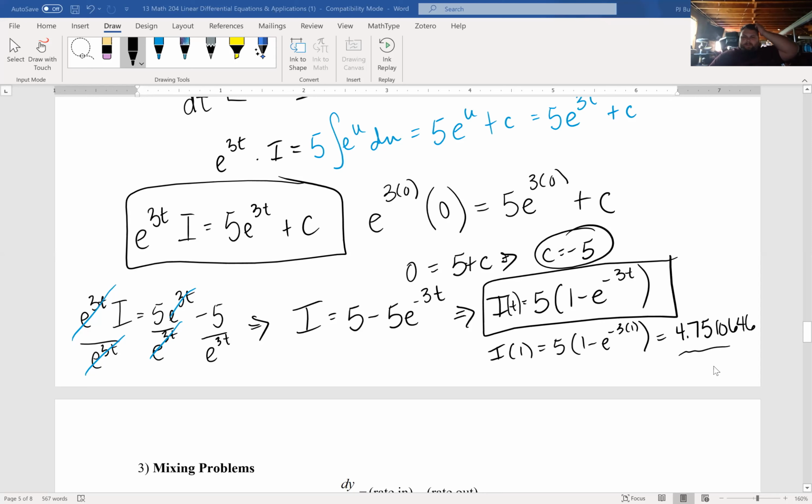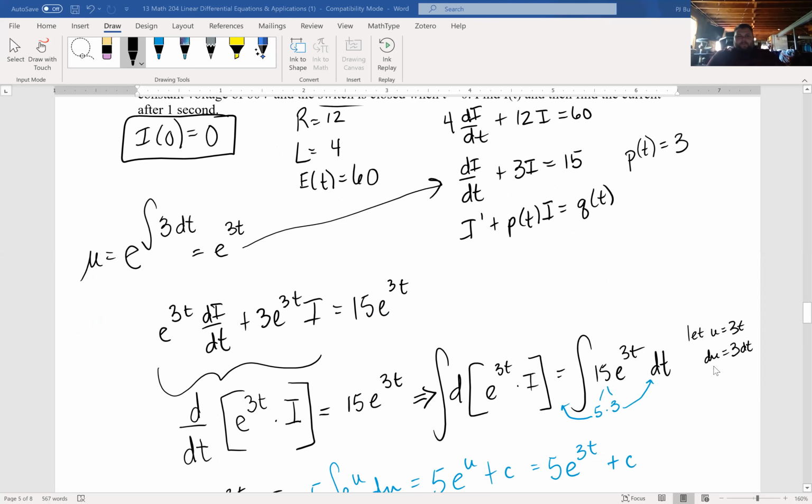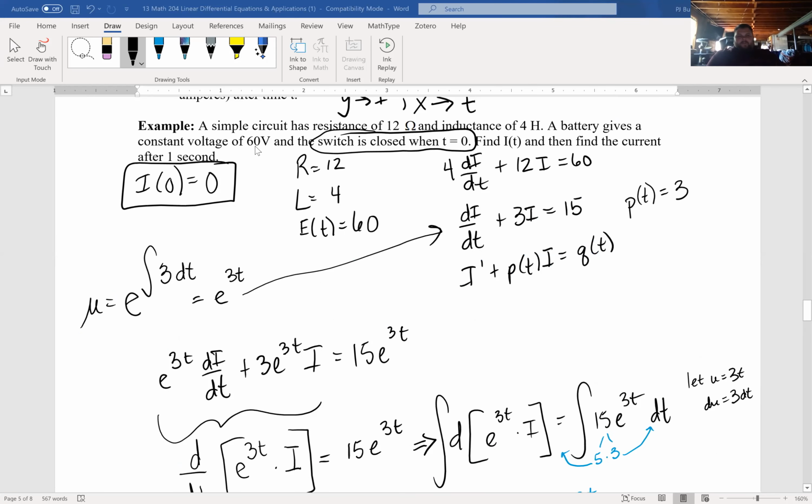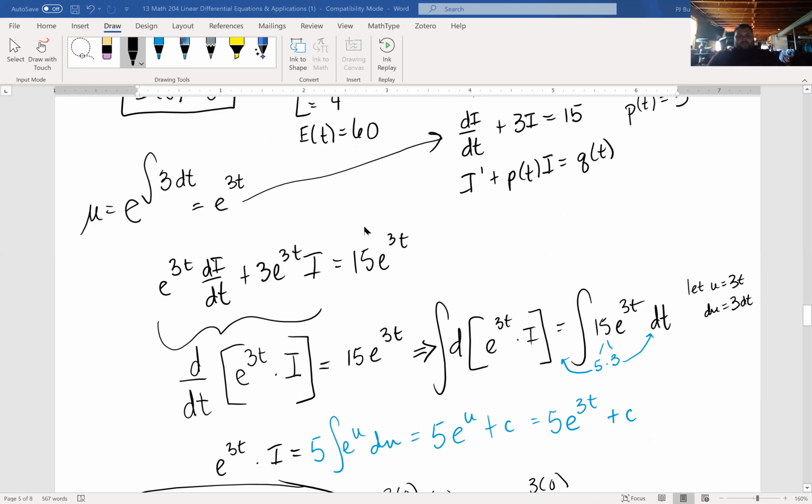So I think the quiz problem is something like this one. And again, if the voltage isn't constant, well, that just means that the right-hand side of your equation is going to be a more difficult integral, right?